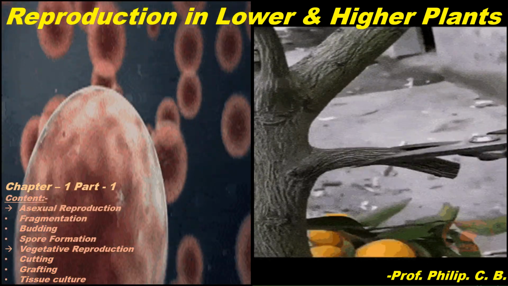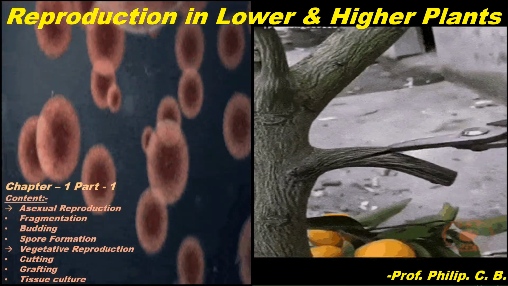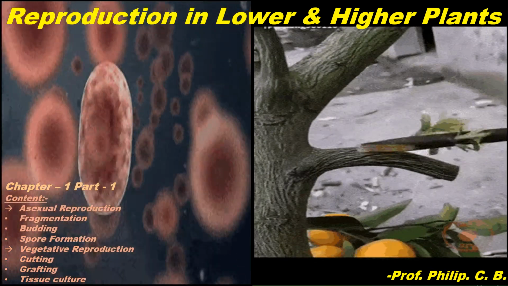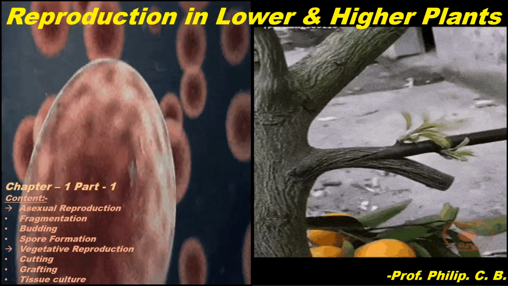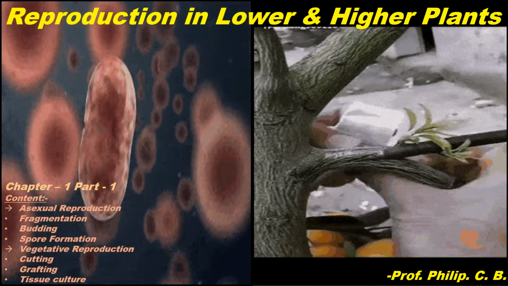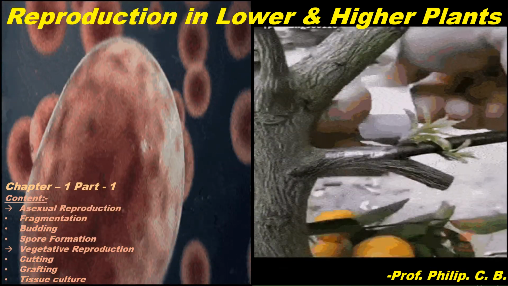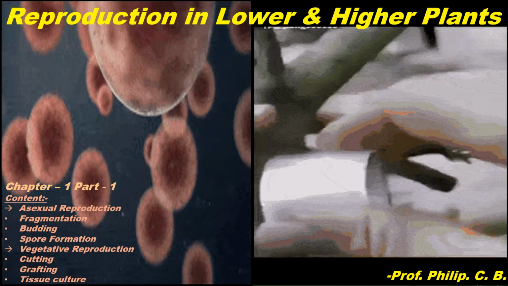Hello everyone. So today we are going to learn a new chapter, reproduction in lower and higher plants. Now in this chapter, the first part we are going to learn asexual reproduction, in which fragmentation, budding and spore formation along with few other types we'll be learning. Also we'll be learning vegetative reproduction, cutting, grafting and tissue culture.